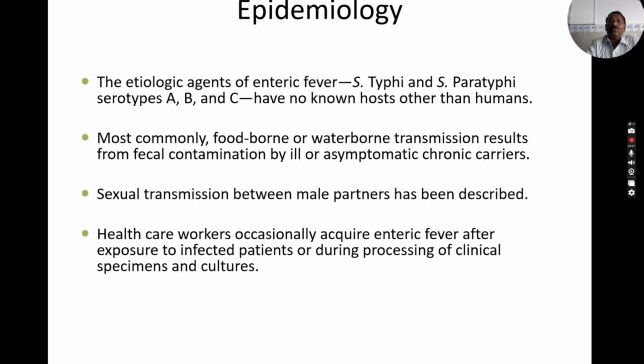The etiological agents for enteric fever, Salmonella typhi and paratyphi serotypes A, B, C, have no known hosts other than humans. Humans are the only hosts. Most commonly, it is foodborne or waterborne transmission, resulting from fecal contamination by ill or asymptomatic chronic carriers. So the very common route is foodborne or waterborne. Hand hygiene is very important, and a protected water supply is very important to control typhoid fever.